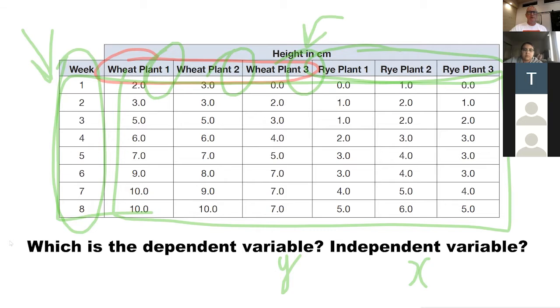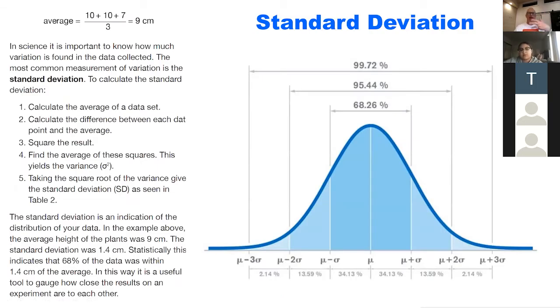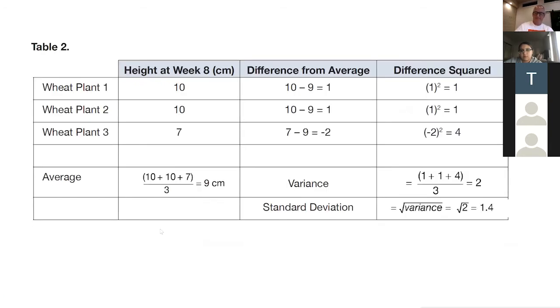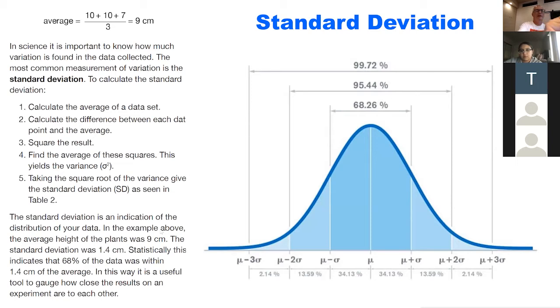So one of the things that we're going to look at in terms of whether or not our data is any good, or whether it's representative of a larger group, is not only do we want to know what the averages are. So up here we have an indication of an average. So those are the results of the 3 wheat plants at the end of the experiment. One was 10 centimeters, another one was 10 centimeters, and another one was 7 centimeters. So the average was 9.